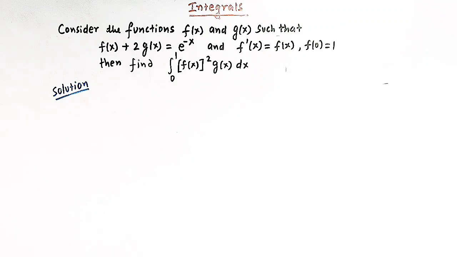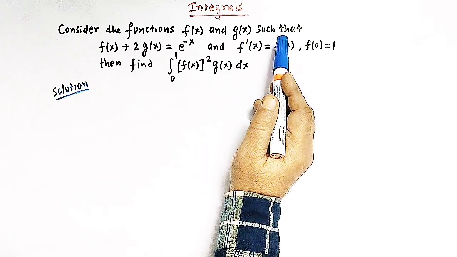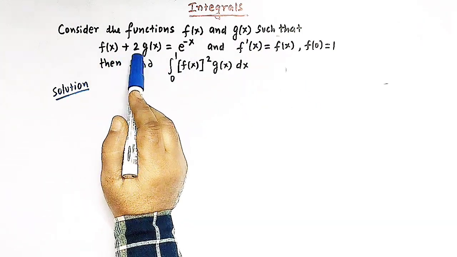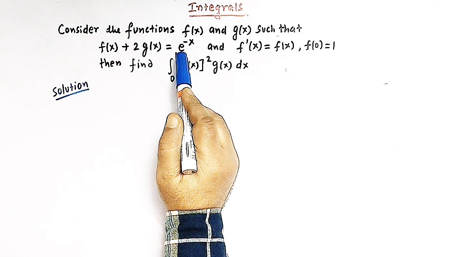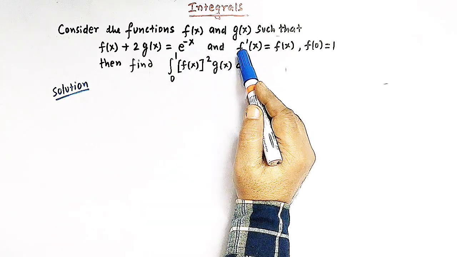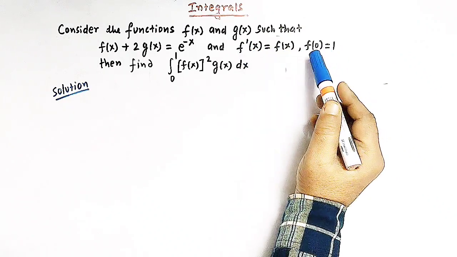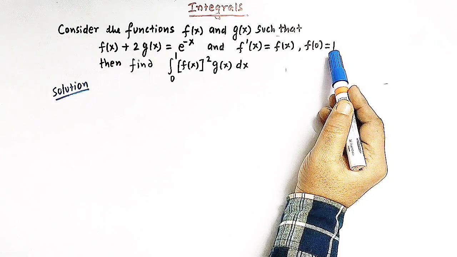Viewers, in today's session, we are going to discuss another important and conceptual problem from definite integrals. We are going to solve a problem in which we are given two functions f of x and g of x such that f of x plus 2 times g of x is equal to e raised to minus x, and the derivative f prime of x is equal to f of x, with f of 0 equal to 1.